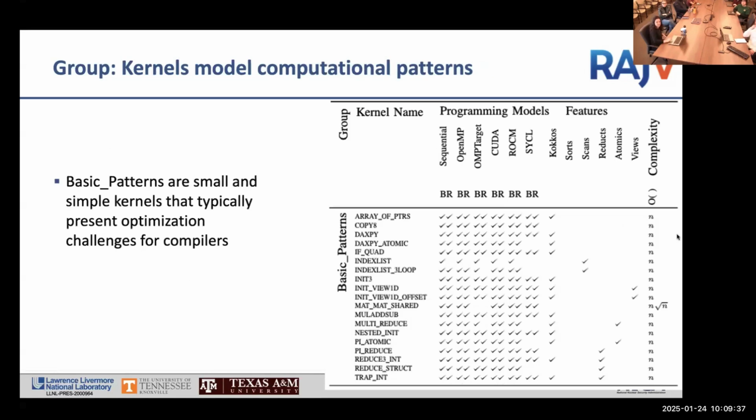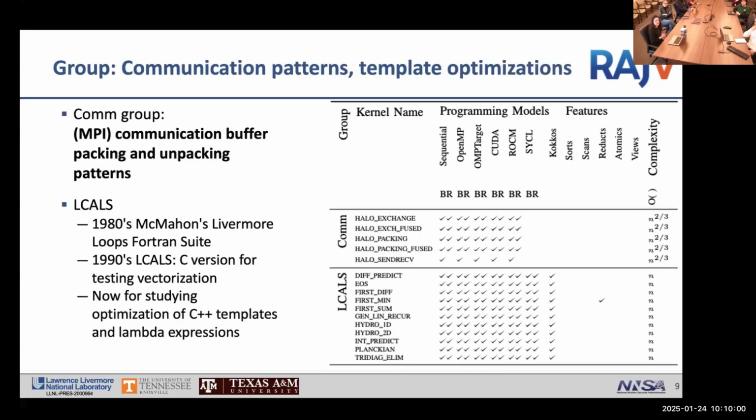We have basic patterns. These are small, simple kernels that typically present optimization challenges for compilers. You can see in here there's DAXPY, PI atomics, things like that. And we have a communication group. This is testing different packing and unpacking for MPI buffers.